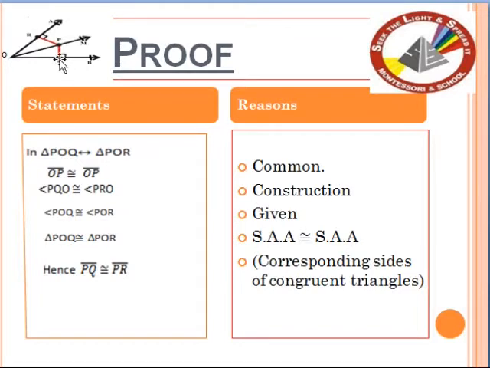So we have proved that this point P is at the same distance from this line segment OA and this line segment OB, meaning PQ is congruent to the measurement PR, and in the reason we will write that these are the corresponding sides of congruent triangles. I hope you have come to know how you will solve this theorem.